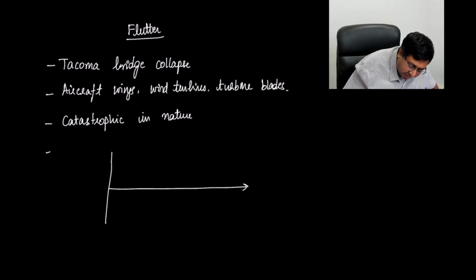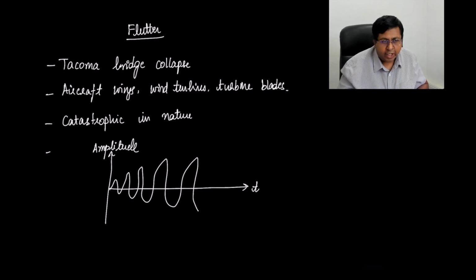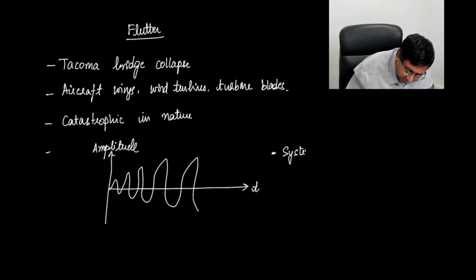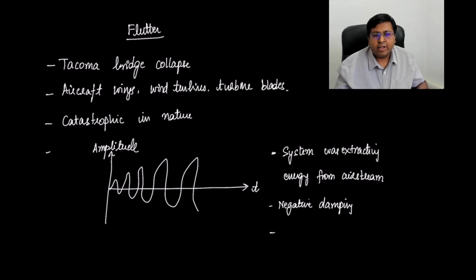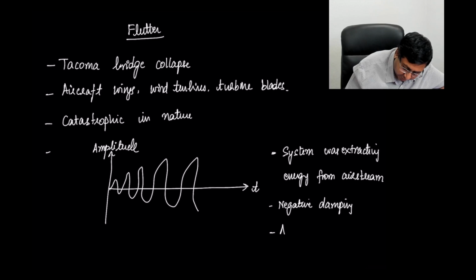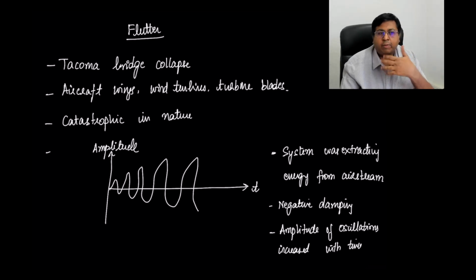And this self-destruction occurs very quickly once the oscillation with negative damping was initiated. To some extent, if I plot time versus, let's say, the amplitude, crudely we could say that there was a small oscillation and suddenly there was a very large oscillation, right? So the system was extracting energy from the airstream. There was some negative damping, and this negative damping led to the amplitude of oscillations increasing with time. And this is what led to some of these self-destructive events.